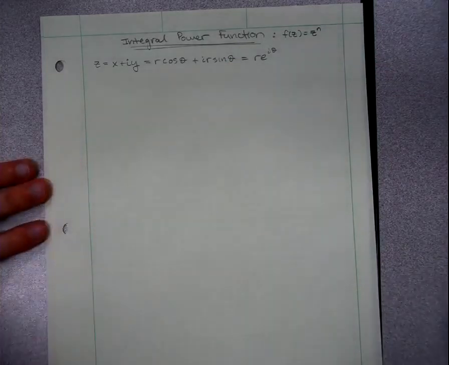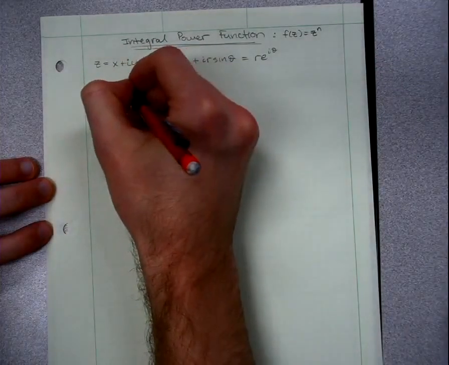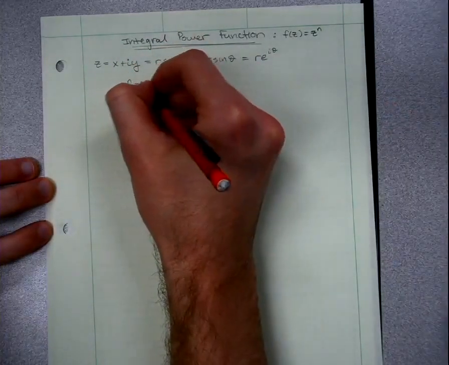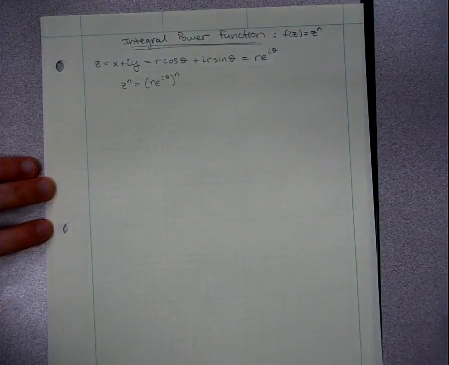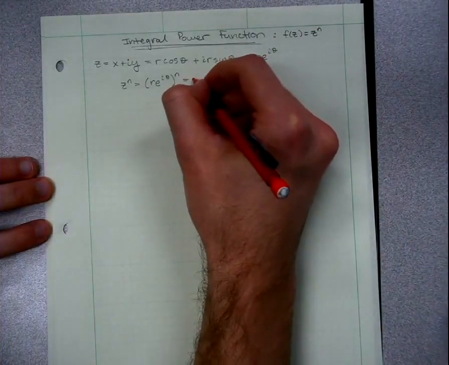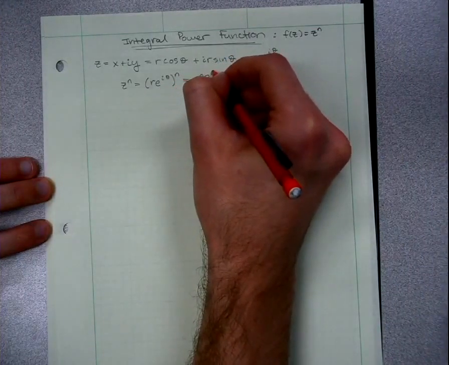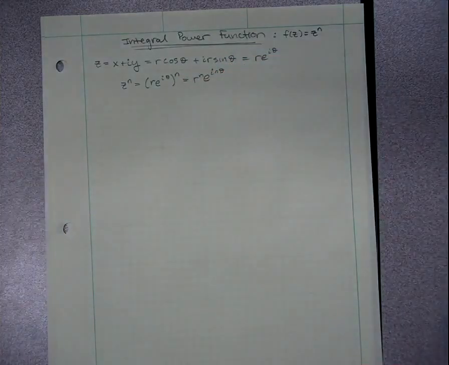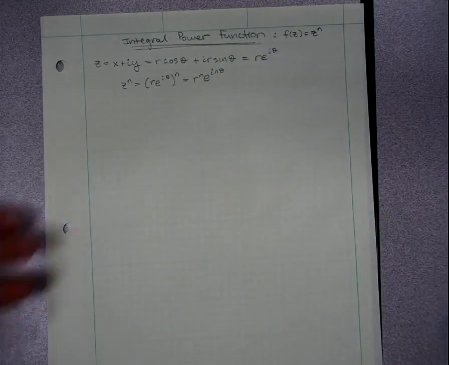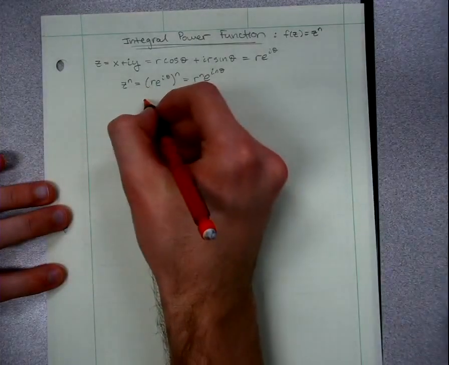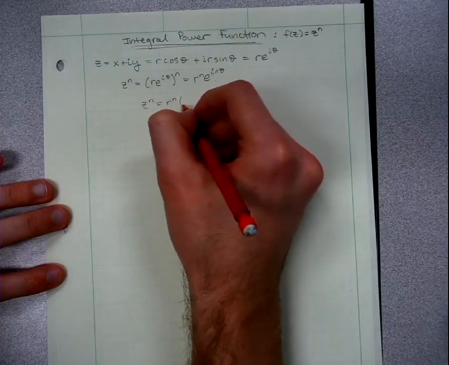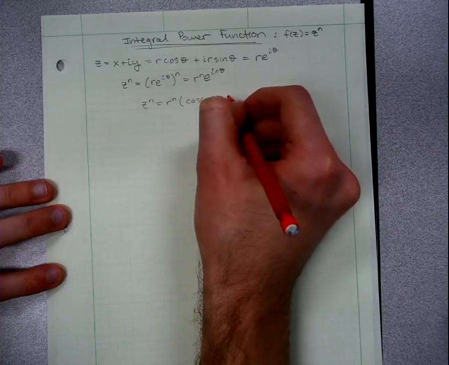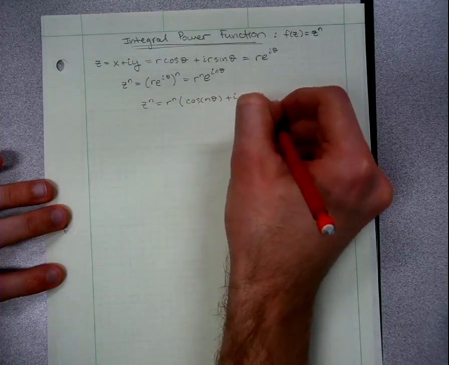So what happens if we raise each side to the power n? If we raise z to the power n, we get r e to the i theta, all raised to the power n. And rewriting this, you get r to the n, e to the i n theta. And that's basically it for this one. So z to the n equals r to the n, cos n theta plus i sine n theta.